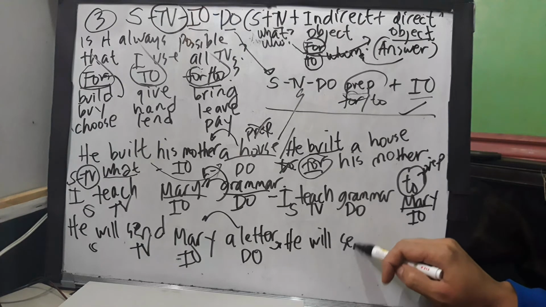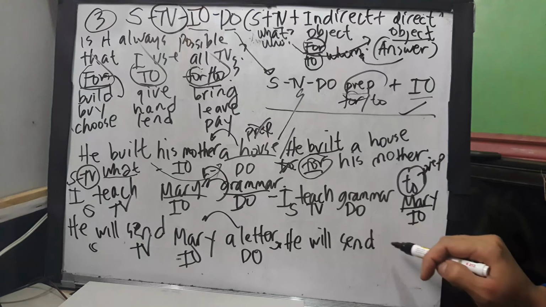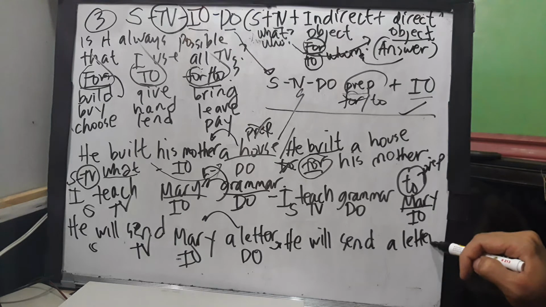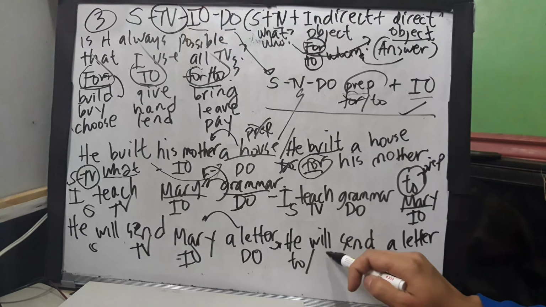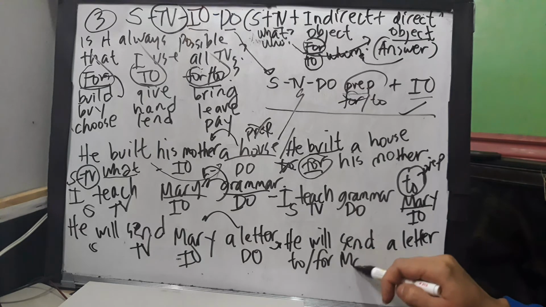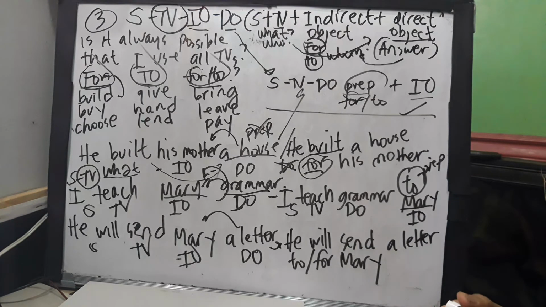He will send a letter to Mary for Mary. So this is simply how STVIODO, guys, is written. So I guess I have made grammar easy on this part, how we construct an STVIODO pattern.